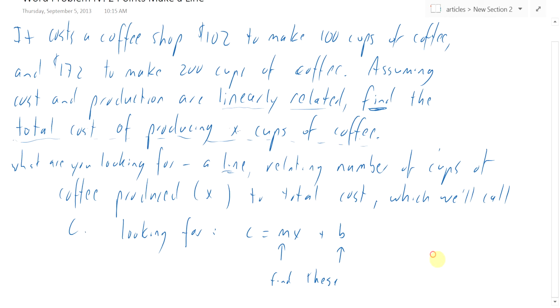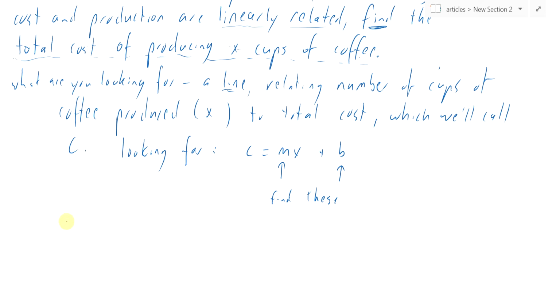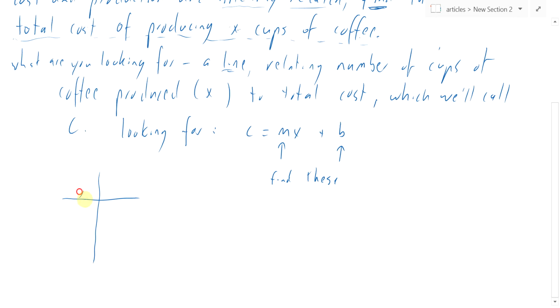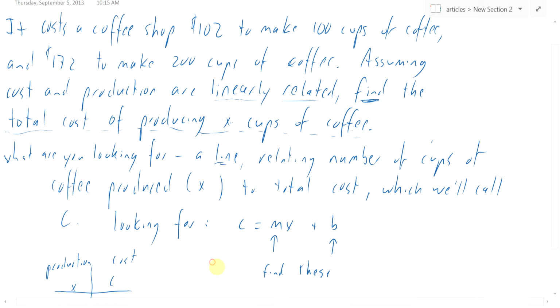So, what do we have here relating cost and production? Well, we know if we make 100 cups, that costs $102. So put up a little table. X, C: this is production, how many cups of coffee I make, and this is my cost. And 100 cups of coffee, that's $102. And 200 cups of coffee, that's $172.